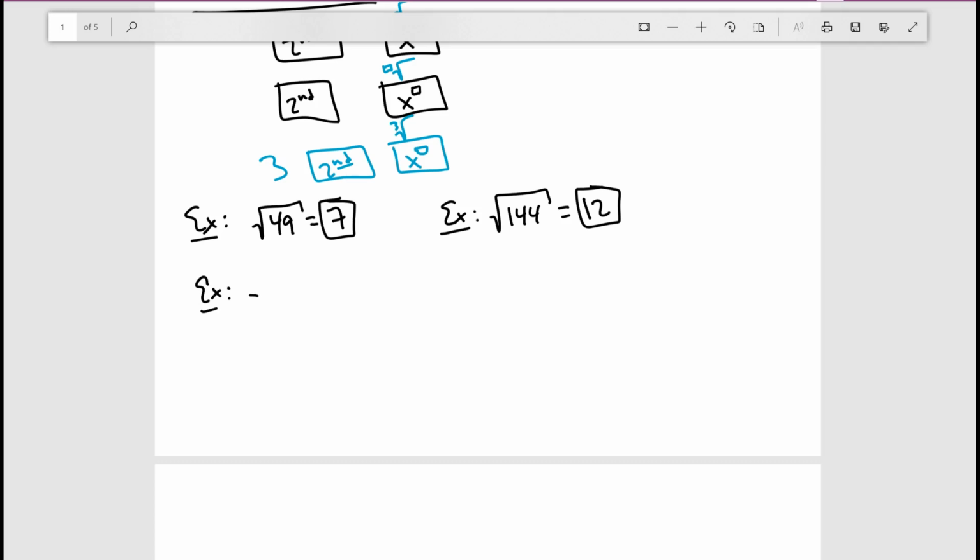Okay. What about if I gave you this? The negative square root of 4. Okay? Now, the first thing that you want to do is take the square root of 4. That's just going to give me 2. And then this negative is on the outside.